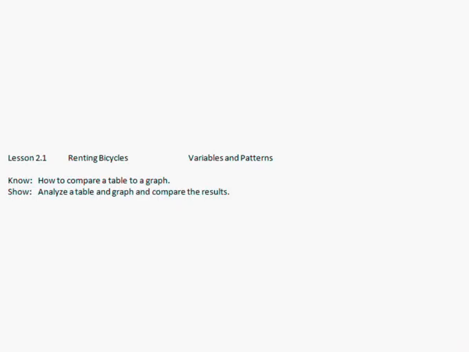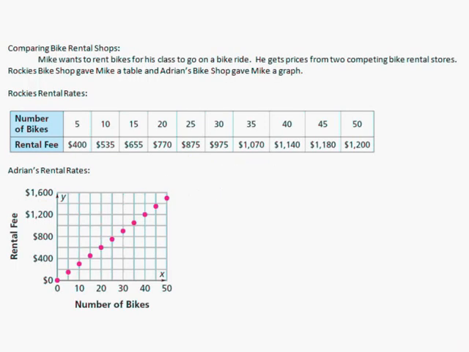Alright, welcome to lesson 2.1 of variables and patterns. So looking at an idea about renting some bicycles. Today we're going to look at how to compare a table to a graph. So we know how to make them both. Now we're going to look at the differences between them both. So we're going to analyze a table and graph and compare the results. So let's take a look.